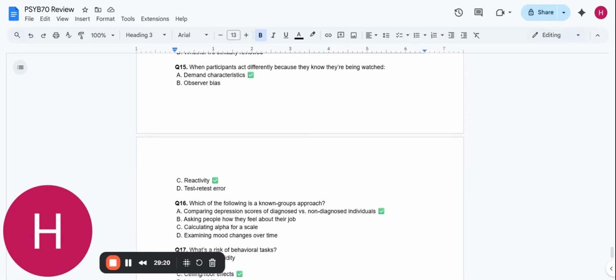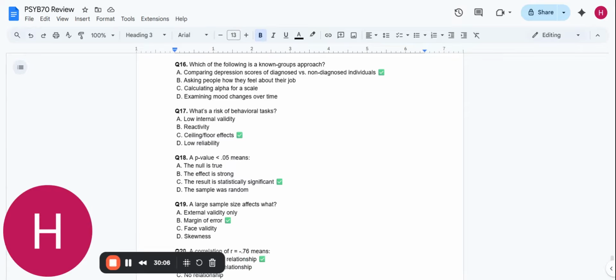Question number 15 is asking, when participants act differently because they know they're being watched, what kind of problems do we have? So options A and C, demand characteristics and reactivity. Something important to know is that observer bias mostly focuses on the researcher itself and not on the participants. Demand characteristics is when participants know what the researcher is looking for and they're trying to meet that criteria or actually please the researcher. Reactivity is focusing on whether the behavior is changing because they know they're being observed. Test-retest error is not related here, and observer bias, as I said, is more related to the researcher themselves. So options A and C can both be correct.